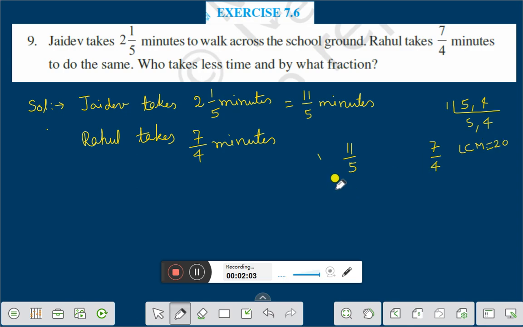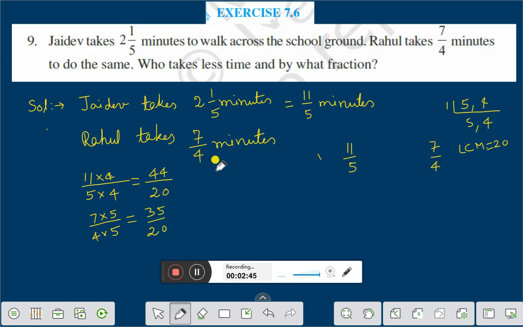Right? Now, LCM is 20. That means you have to multiply this number. That is 11 by 5. 5 should be multiplied by 4 to get 20. That means you have to multiply 11 with 4 also. That is 5 4s are 20 and 4 11s are 44. Here in this case also, 7 by 4: you have to multiply 4 with 5 to get 20 and multiply 7 also with 5. That is 5 7s are 35 and 5 4s are 20.